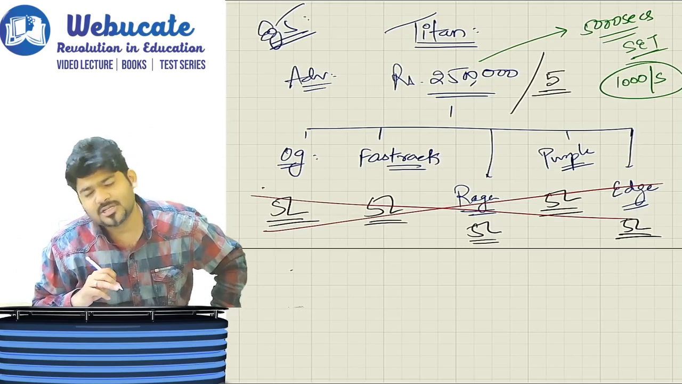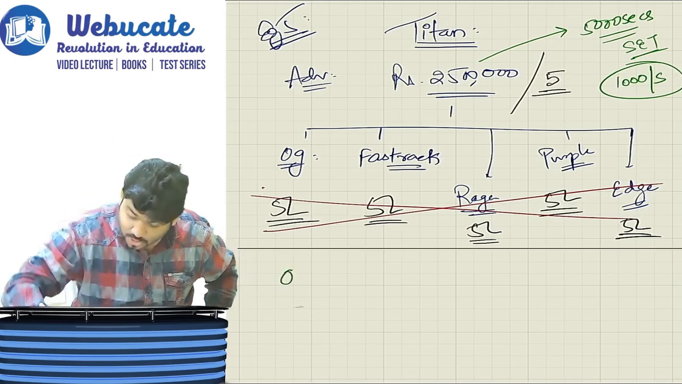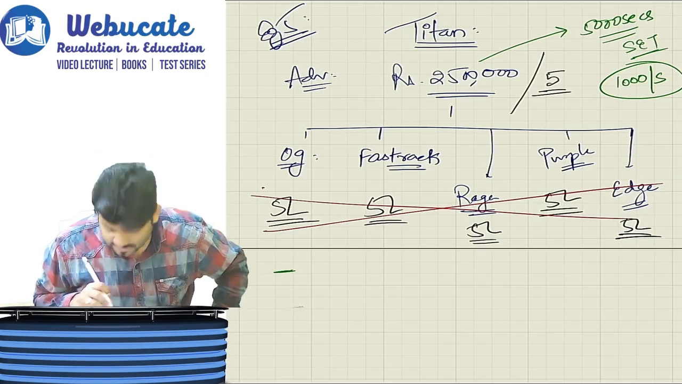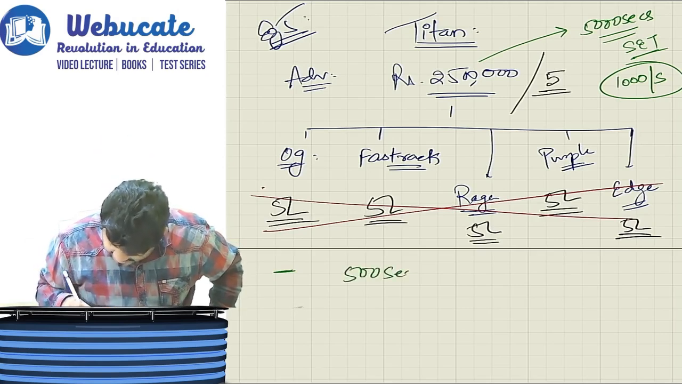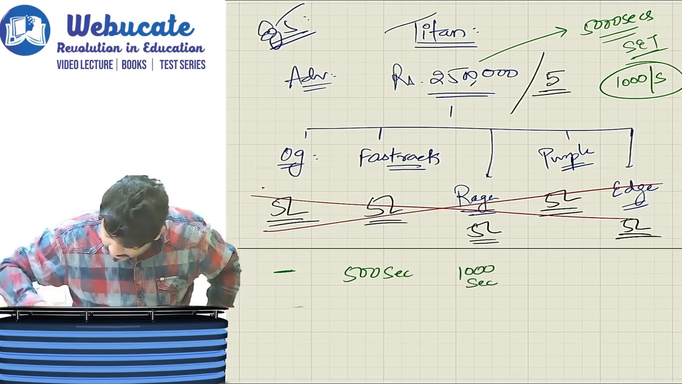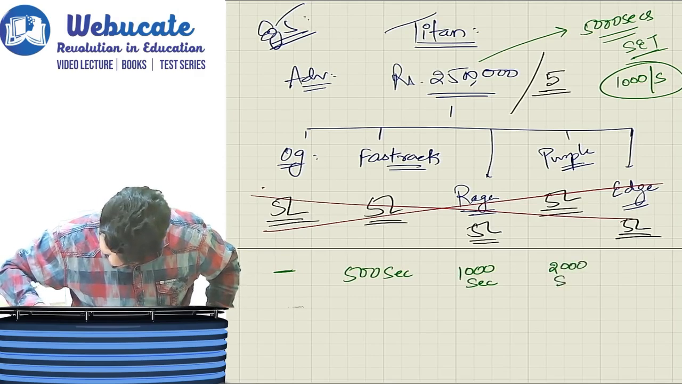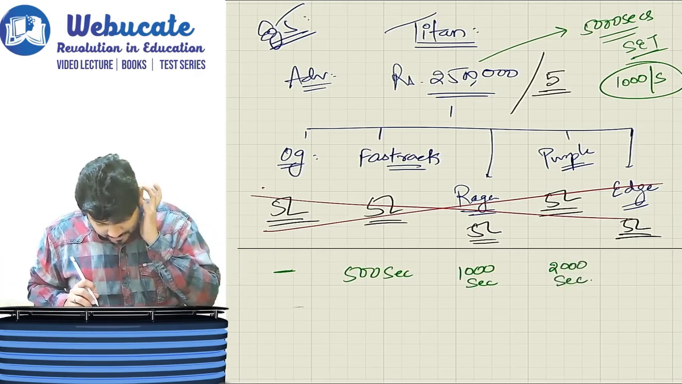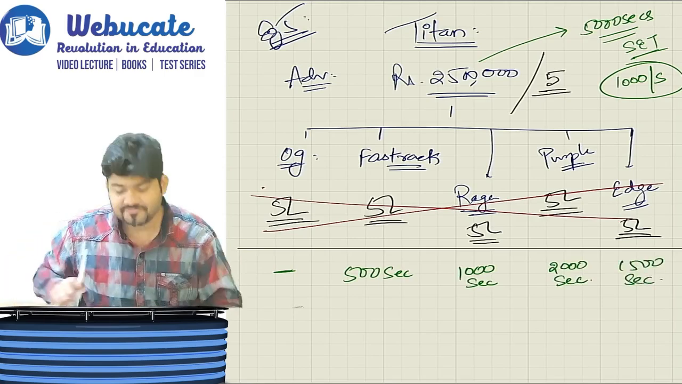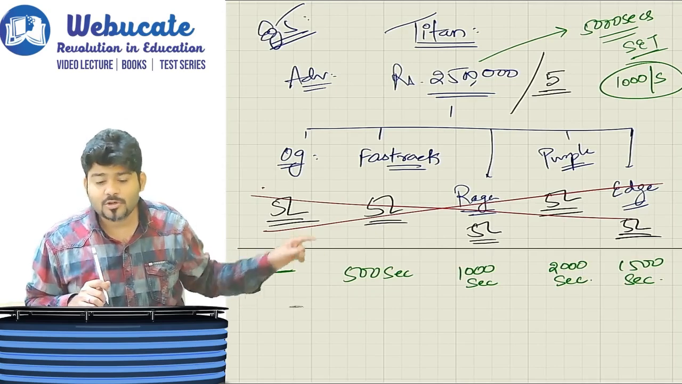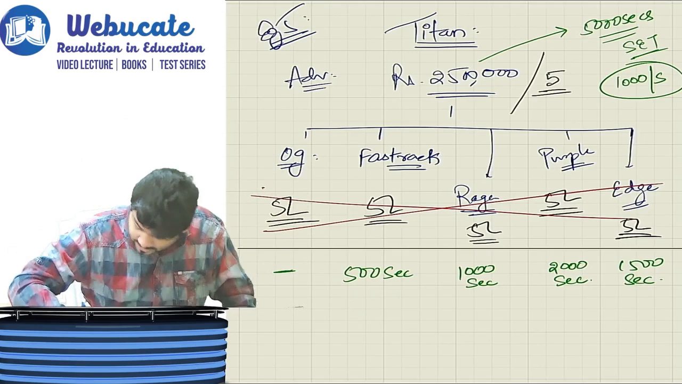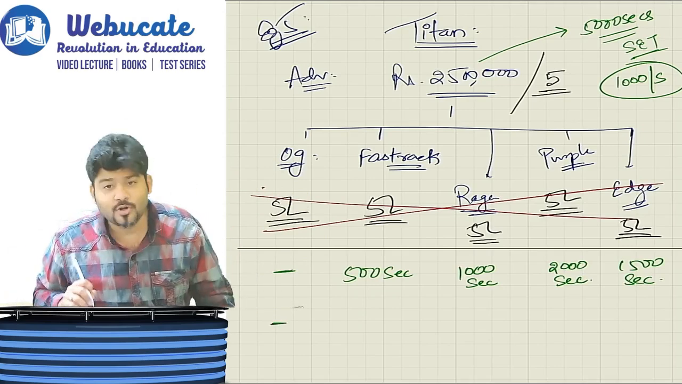Now Titan Original is such a big brand. Does it need any advertisement? No. So Titan Original did not do any advertisement. Out of these 5,000 seconds, 500 seconds of advertisement was done for Fast Track, 1000 seconds for Raga, 2000 seconds for Purple, and 1500 seconds for Titan Edge. But what cost was being charged? 5 lakh, 5 lakh, 5 lakh, 5 lakh, 5 lakh. Absolutely incorrect costing. Titan Original should be charged 0.